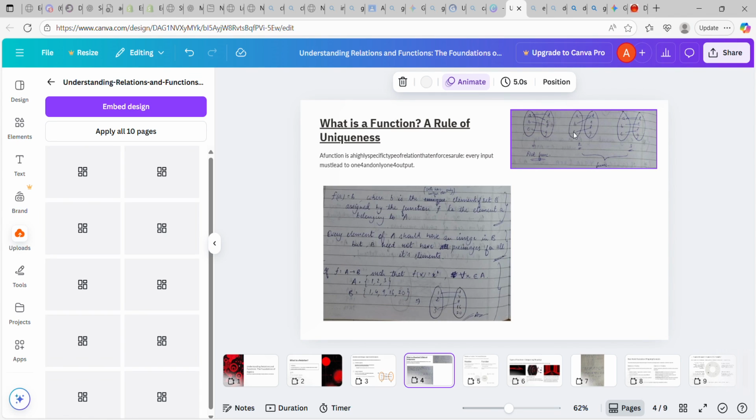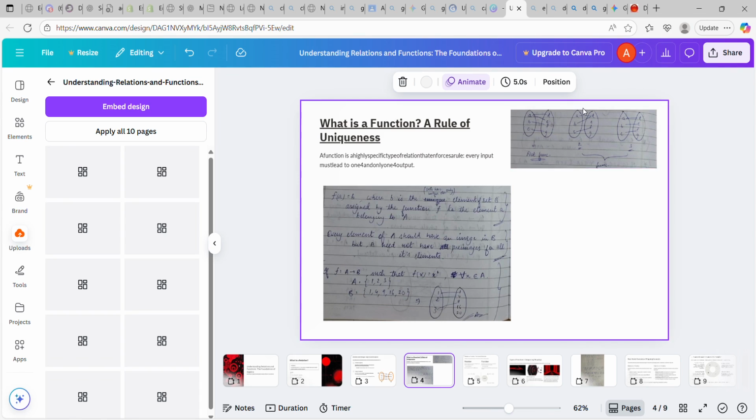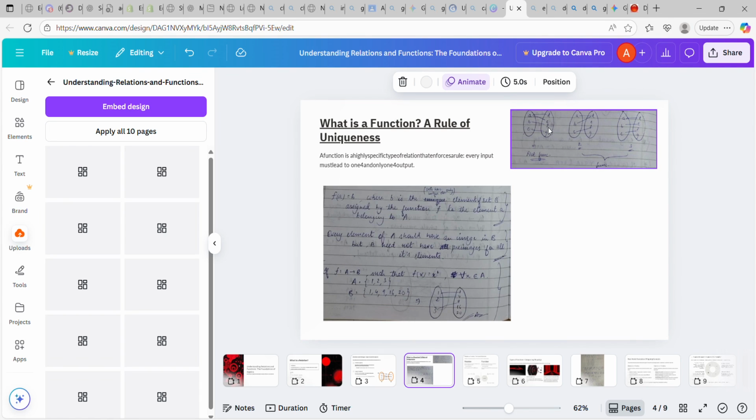Like every element is covered in the domain. Same goes with this example. So both of these will be considered functions, but this one is not because it doesn't satisfy both conditions. Like you can see here in the examples.